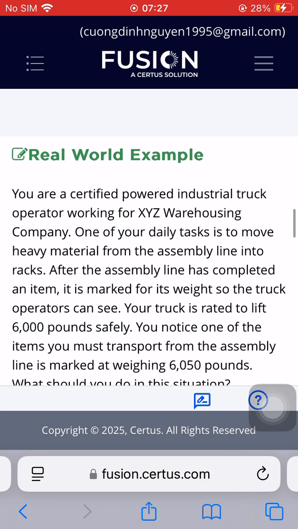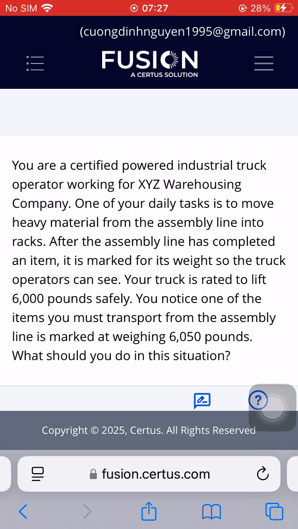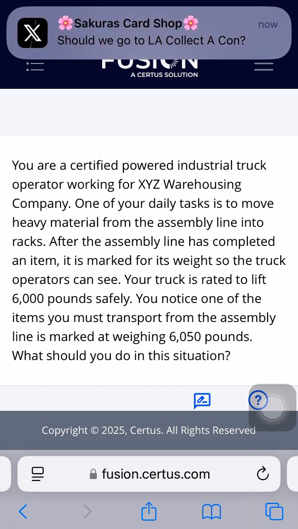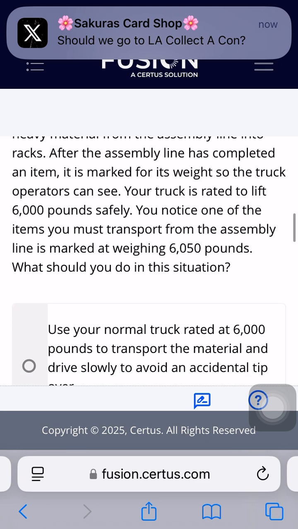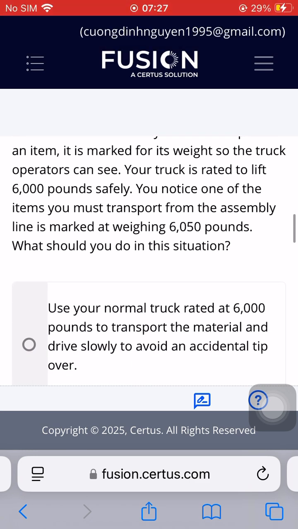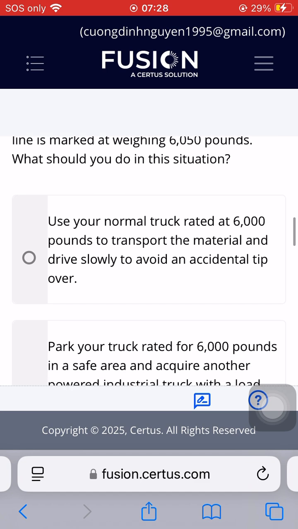Real-world example. You are a certified powered industrial truck operator working for XYZ Warehousing Company. One of your daily tasks is to move heavy material from the assembly line into racks. After the assembly line has completed an item, it is marked for its weight so the truck operators can see. Your truck is rated to lift 6,000 pounds safely. You notice one of the items you must transport from the assembly line is marked at weighing 6,050 pounds. What should you do in this situation?